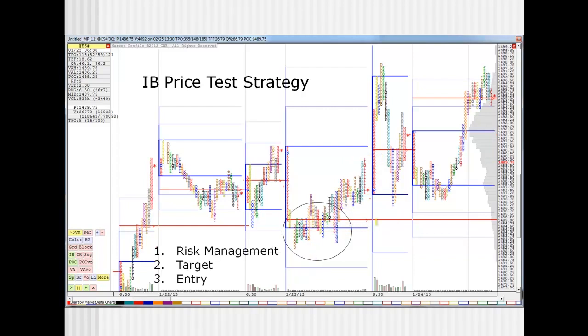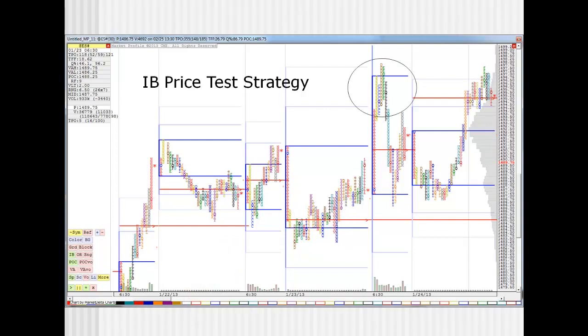Risk management, the rules are the same. Target and entry. Risk management, you're using the other IB that is above it or below it. For target, you're also using your IB levels. And for entry, we're using the direction of where the range is extended.